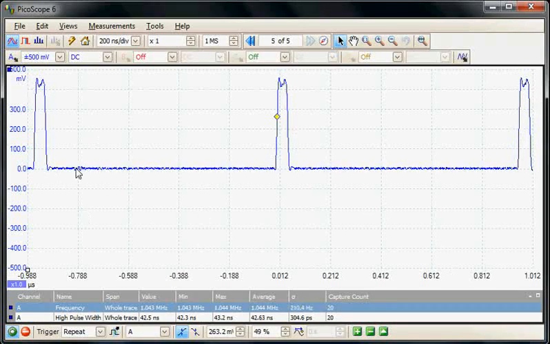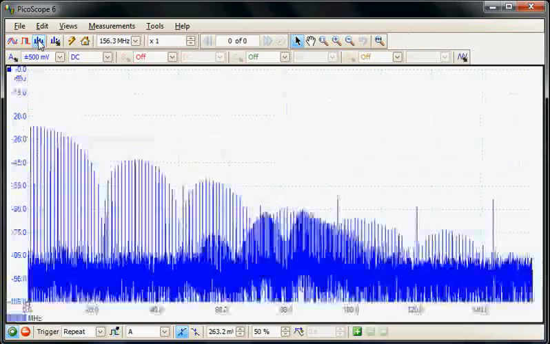So we can see it has a rep rate frequency being measured of 1 megahertz, and the pulse width of each pulse is about 43 nanoseconds. So this is corresponding to a frequency of around about 20 megahertz. So now we're going to move into the spectrum display.